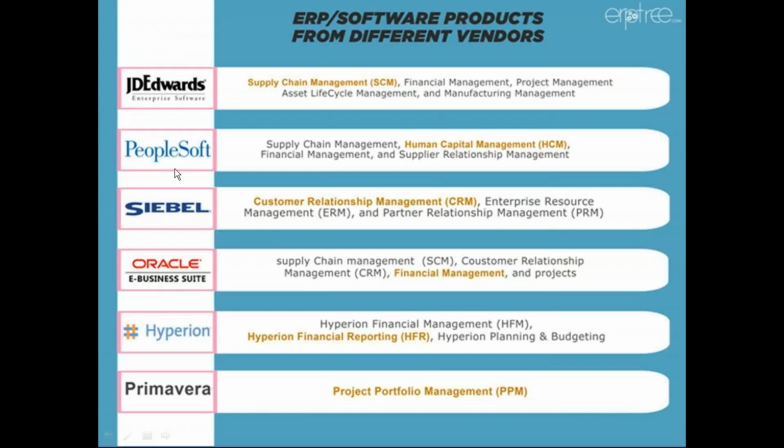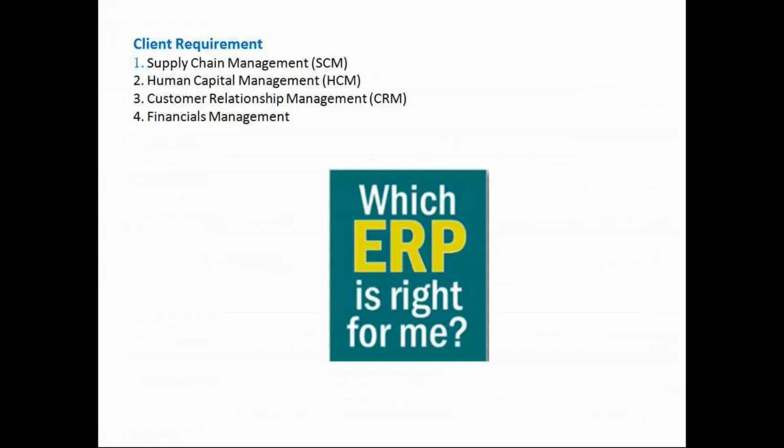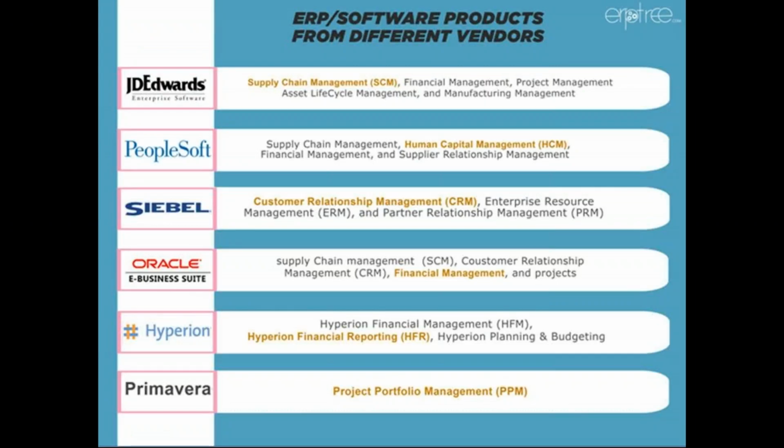If you look at these ERPs, if they want to go with SCM, yes, they have to take the solution from JD Edwards. For their HCM solution, they have to take the product from PeopleSoft. For CRM, they have to take from Siebel. For finance, they have to take the solution from Oracle eBusiness Suite. So if they take different solutions from different products, they have to take the license from these four vendors. And again, the challenging task is integrations, the ongoing process. There will be many more challenges. So now the big question is, which ERP is the right ERP for them? There's no one ERP which will fit best as per their requirement.